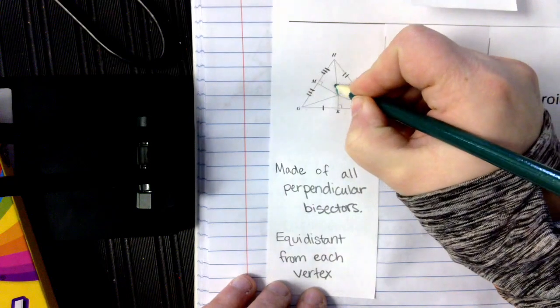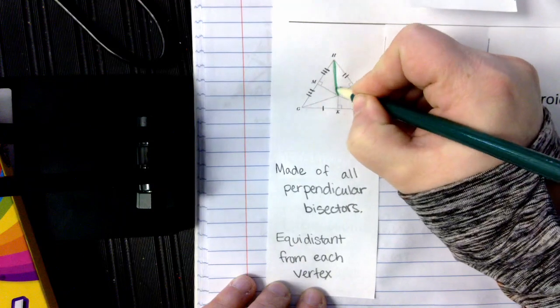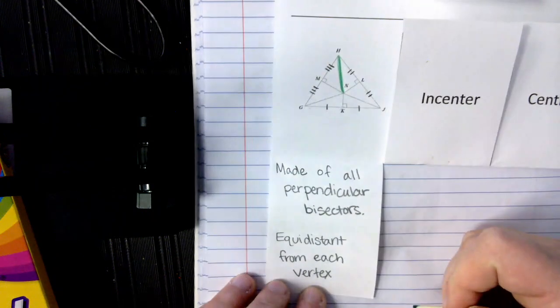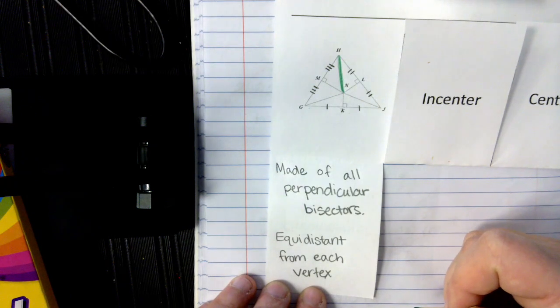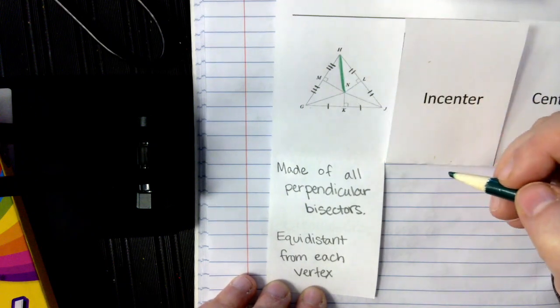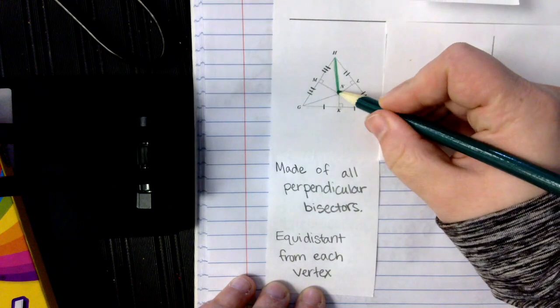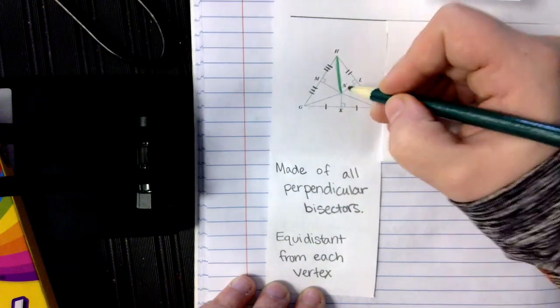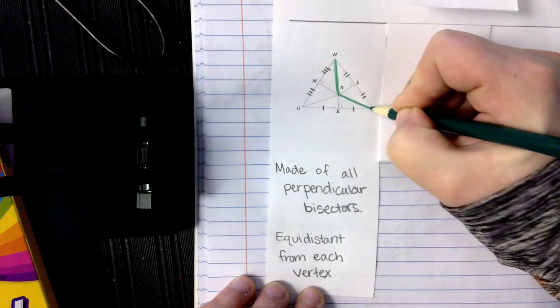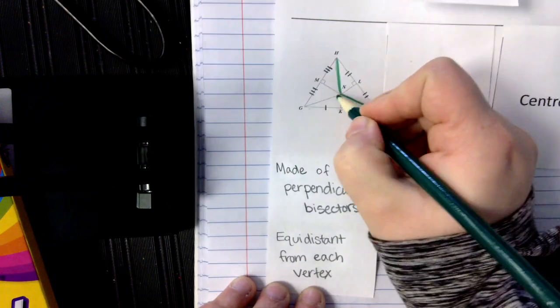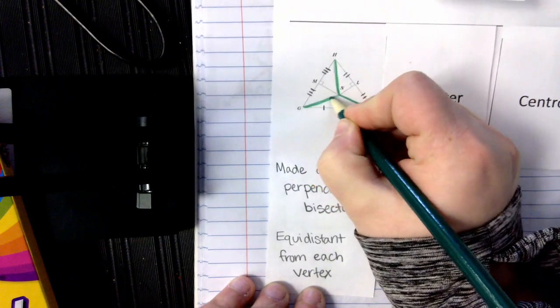Not N to K. K isn't a vertex. N to J. J is a vertex of the triangle. And G to N or NG. Yep. Good. So those are all the same. I'm going to write that down here. So N to H is congruent to N to G, which is congruent to N to J.